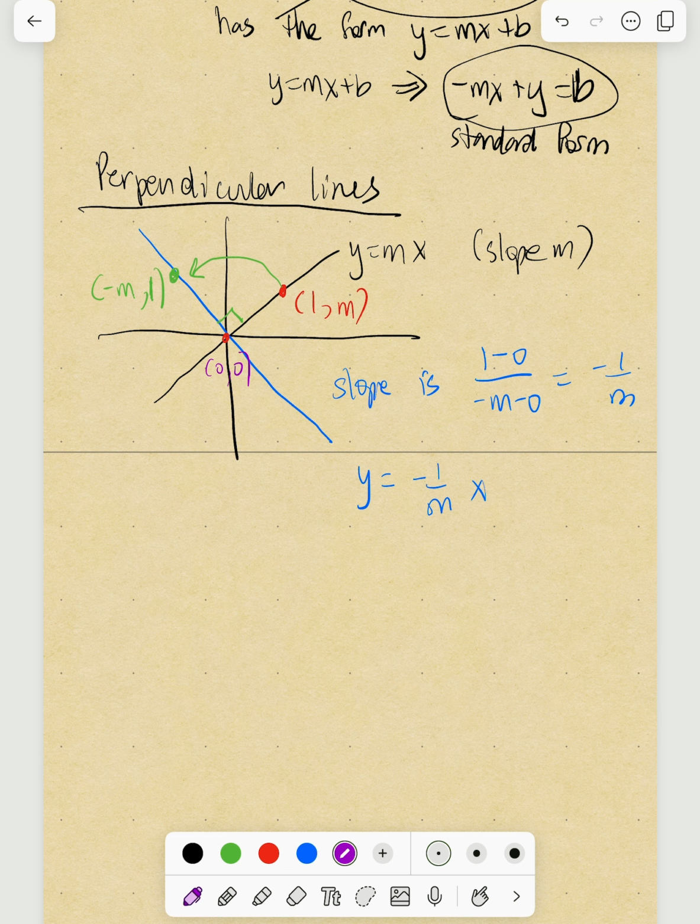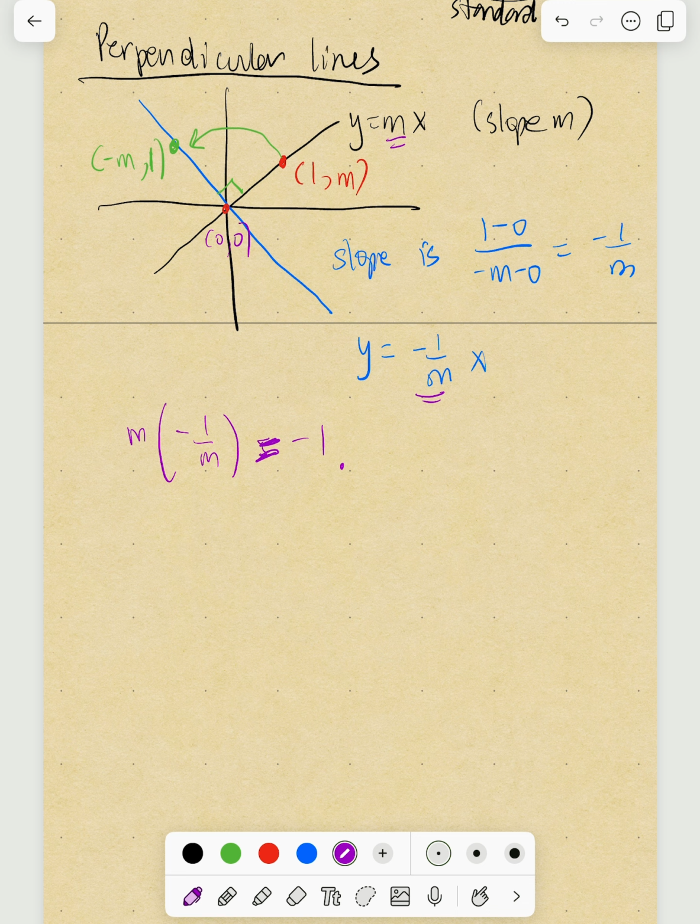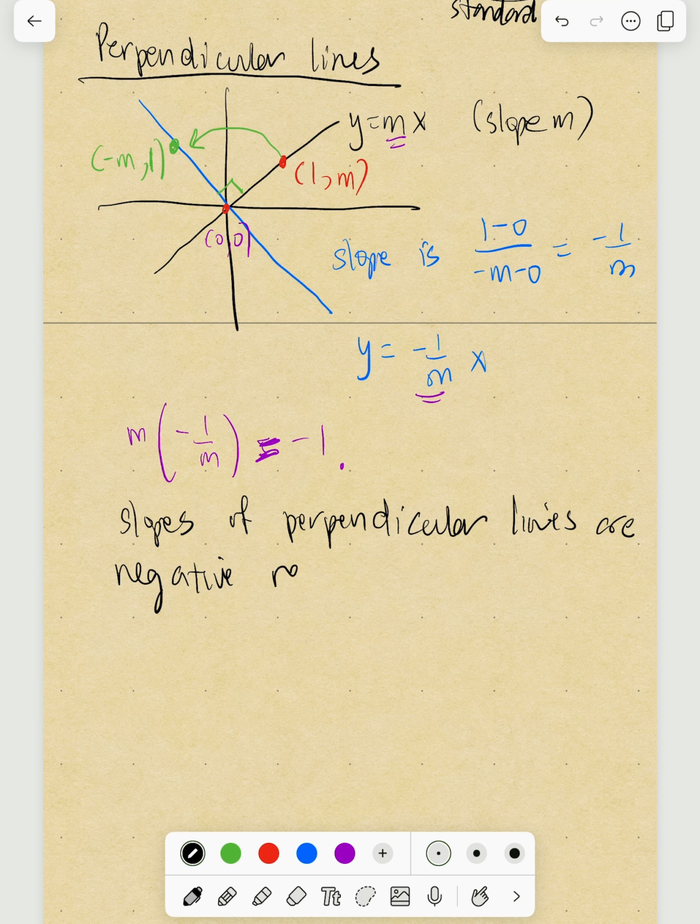Now notice that the two slopes, m and negative 1 over m, multiply to negative 1. And that shows that if you have a non-vertical line, then the perpendicular line to it has a slope that's the negative reciprocal. So slopes of perpendicular lines are negative reciprocals of each other. You take the reciprocal and then multiply by negative 1.